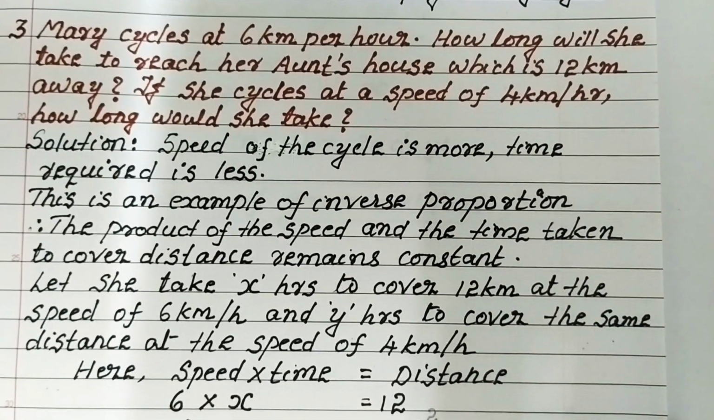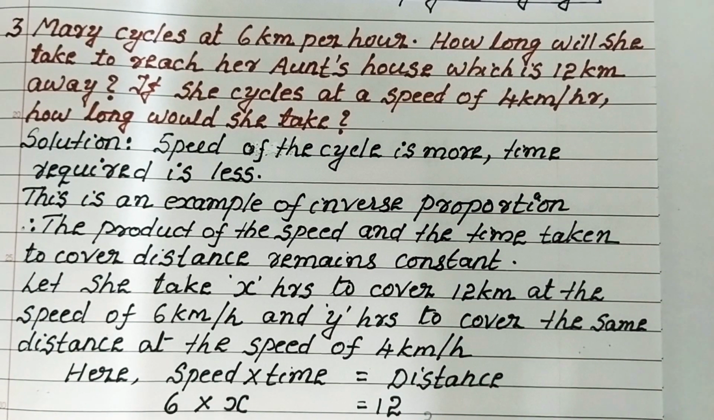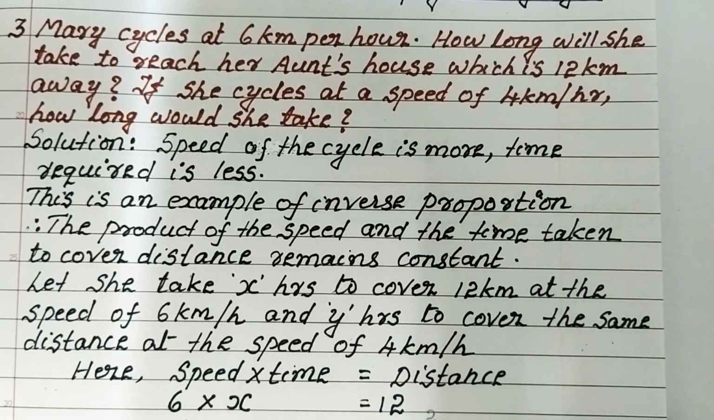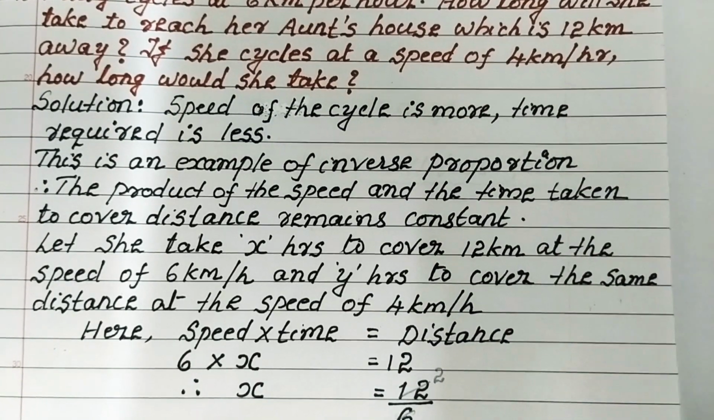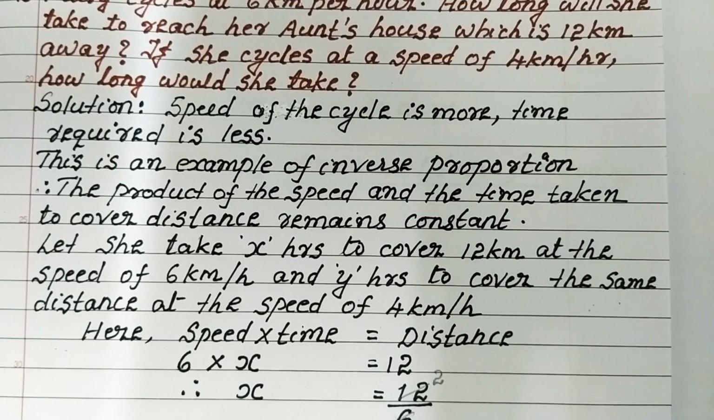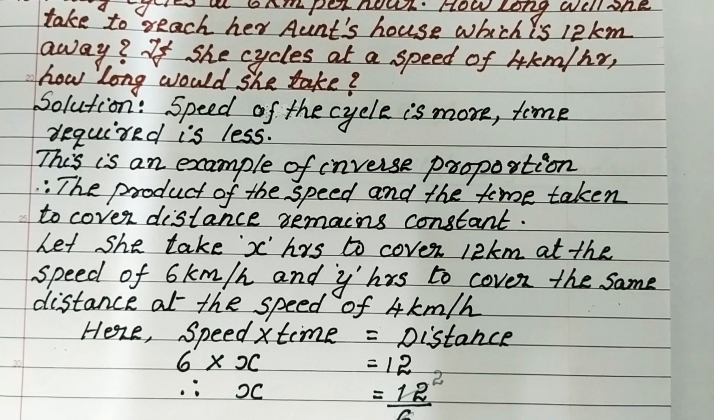Here, two questions are there. Let she take x hours to cover 12 km at the speed of 6 km per hour and y hours to cover the same distance at the speed of 4 km per hour. Here, which is a constant? Distance. You can use the formula speed into time is distance. Two quantities, speed and time. Here distance is a constant, that is 12 kilometers, already given.